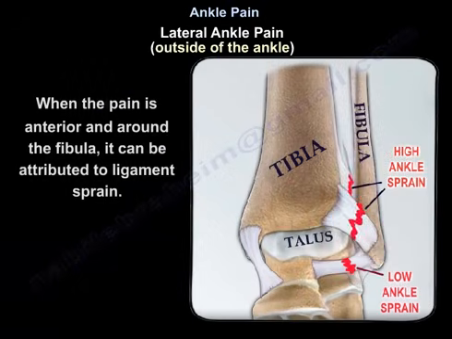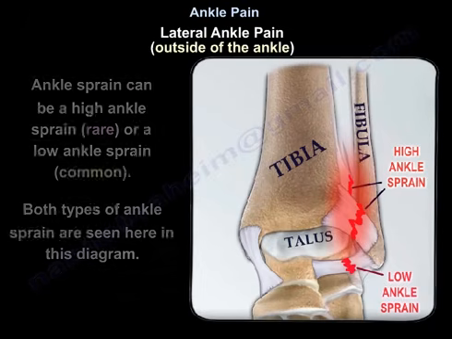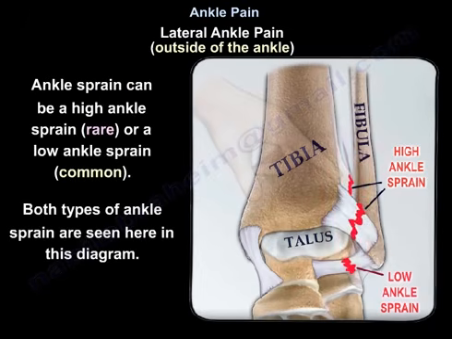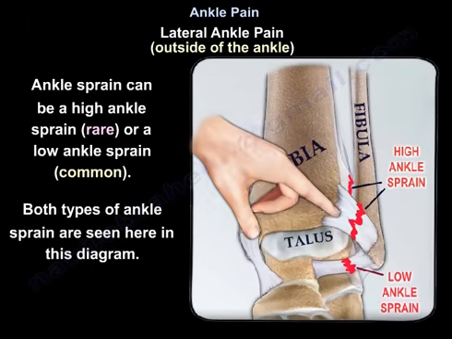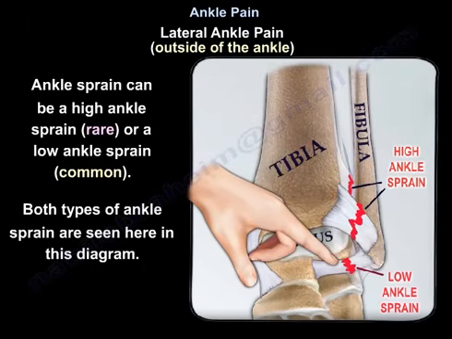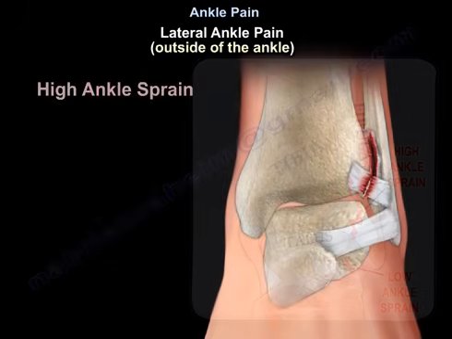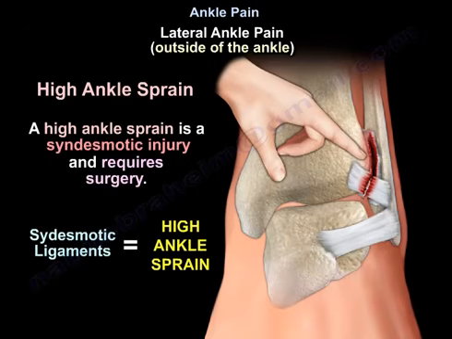When the pain is anterior and around the fibula, it can be attributed to ligament sprain. Ankle sprain can be a high ankle sprain, which is rare, or a low ankle sprain, which is common. Both types of ankle sprain are seen in this diagram. A high ankle sprain is a syndesmotic injury.